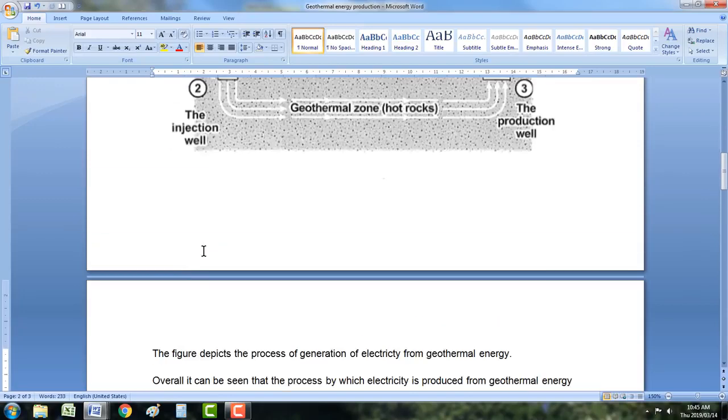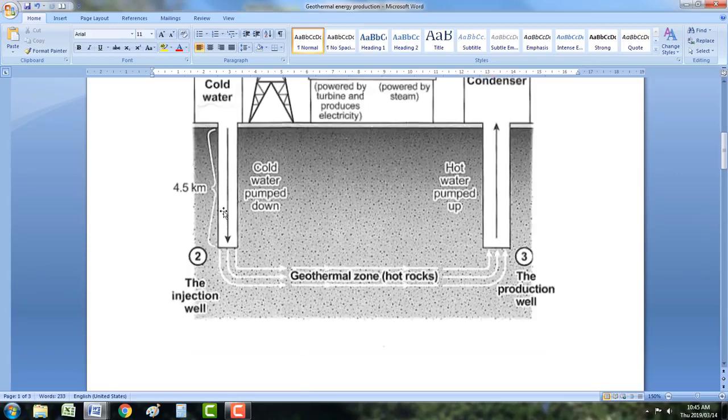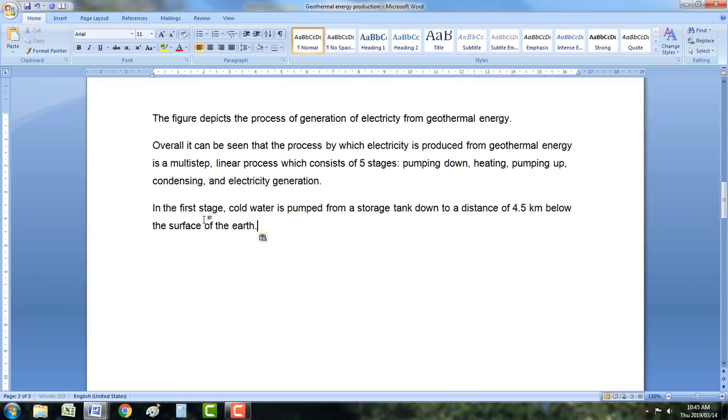So you might want to quickly pause the video, think of what sentence you're going to say. Here's my sentence. In the first stage, very important. Cold water is pumped, passive, from a storage tank down to a distance of 4.5 kilometers below the surface of the earth. You could say underground. That's a good opportunity for some nice vocabulary.